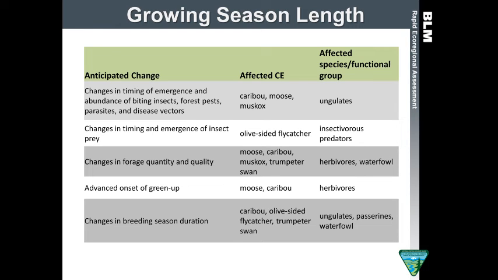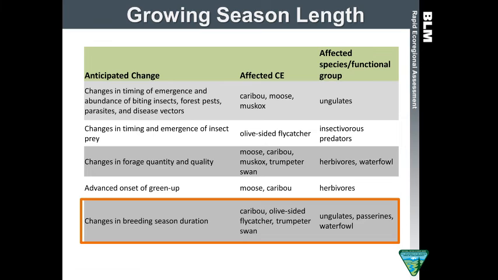What are the implications of changes in growing season? Some of the anticipated changes are changes in timing of emergence and abundance of biting insects, forest pests, parasites, and disease vectors, changes in timing of emergence of insect prey and forage quality and quantity, advanced onset of green-up, and changes in breeding season duration. These affect not just a single CE, but multiple CEs. These CEs were selected because they can be used as surrogates for larger groups. For example, implications for trumpeter swans probably largely apply to other waterfowl species that utilize similar habitat types.